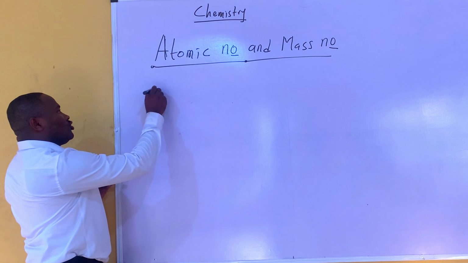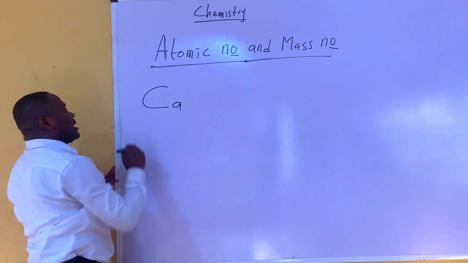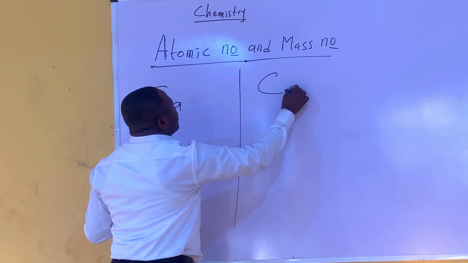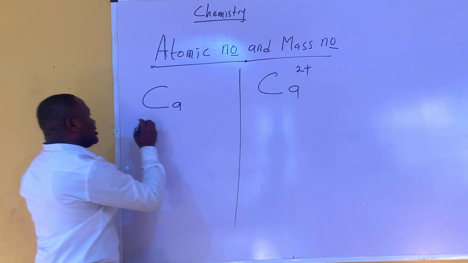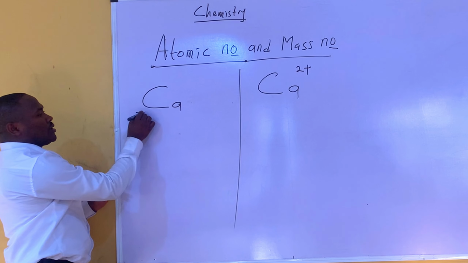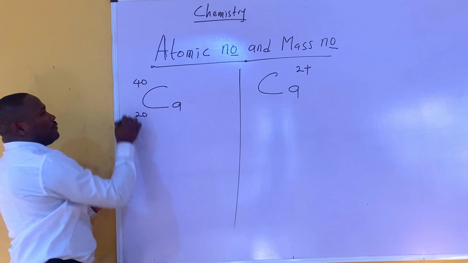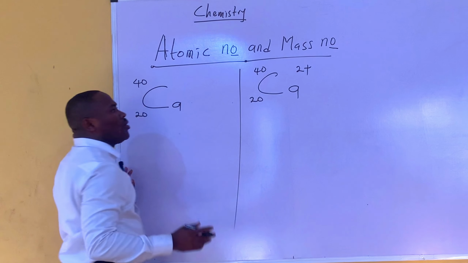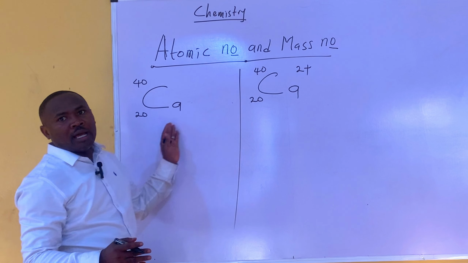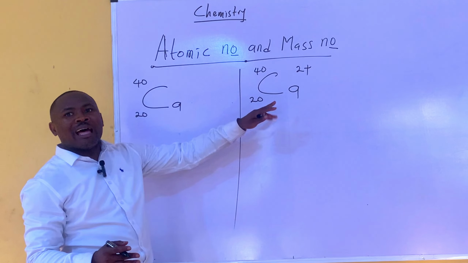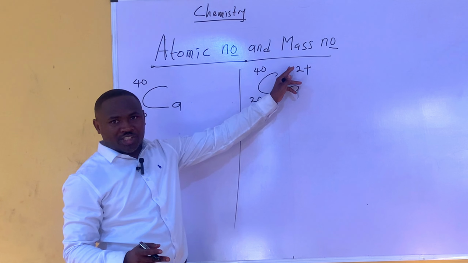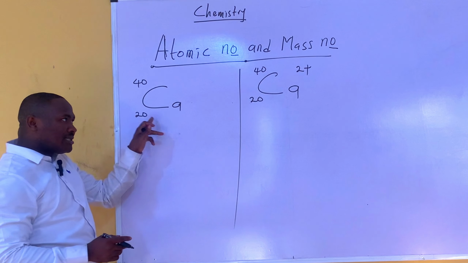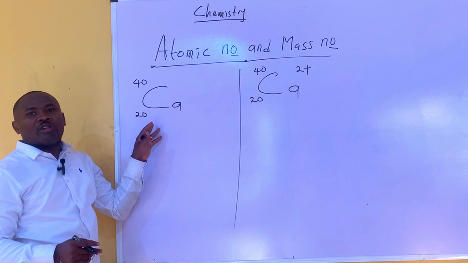Also, let's take calcium and the calcium ion. Calcium has an atomic number of 20 and a mass number of 40. The same thing applies here. What is the difference between an atom and an ion? An ion is an atom that has a charge. The charge is either negative or positive. But this is just an atom in a neutral state.